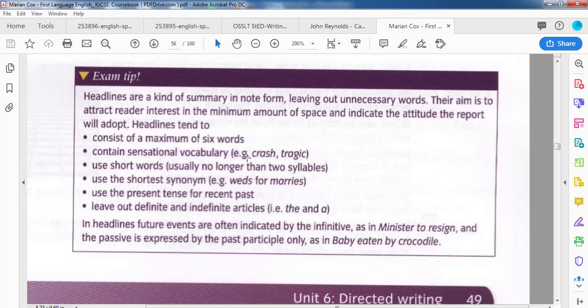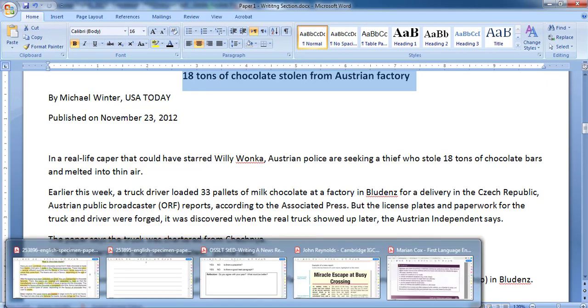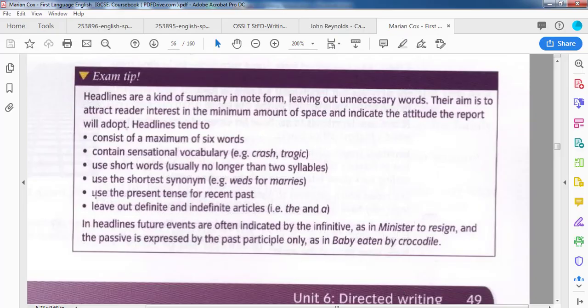Contain sensational vocabulary like crash, tragic, okay? Something unusual happened. And you have to use short words and short synonyms, for example, and you have to use the present tense always inside your headline. Tell the story in the past. Let the eyewitness speak in present. But your headline should be in present, okay?